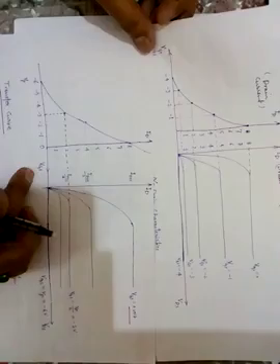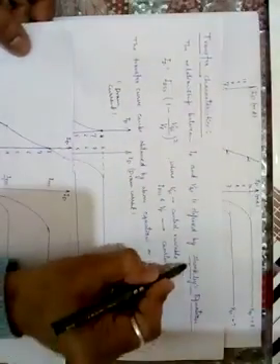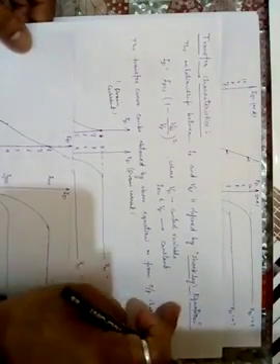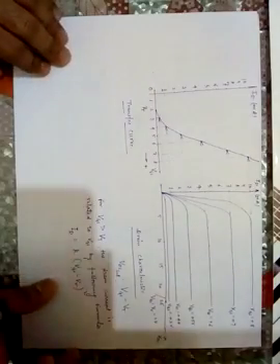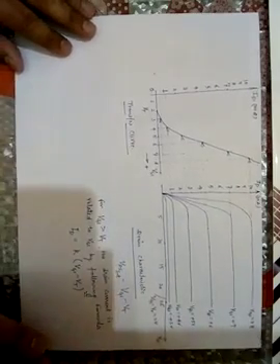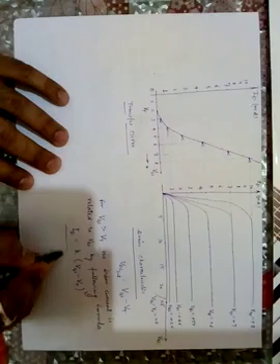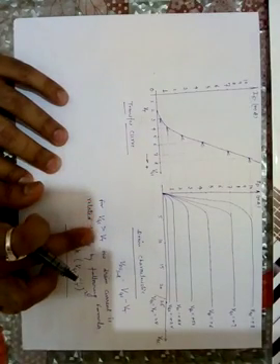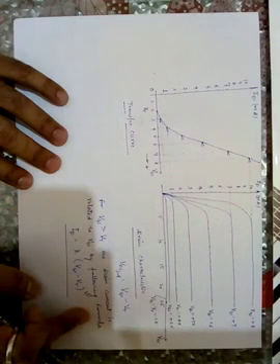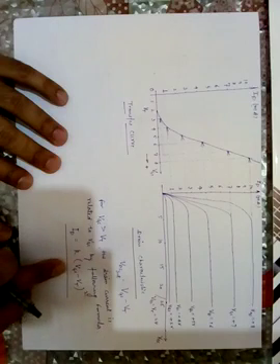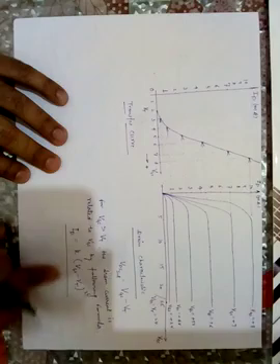Both characteristics are almost the same, and we can find the relation between ID and VGS with the help of the Shockley equation. The Shockley equation says ID equals IDSS times (1 minus VGS upon VP) squared. But there is a bit of difference in the enhancement type. The enhancement type MOSFET doesn't follow the Shockley equation. It follows this equation, for VGS greater than the threshold value, where VT is the threshold value. The drain current is related to VGS by the following formula: drain current equals K, a constant, times (VGS minus VT) squared. So you must keep this in mind.